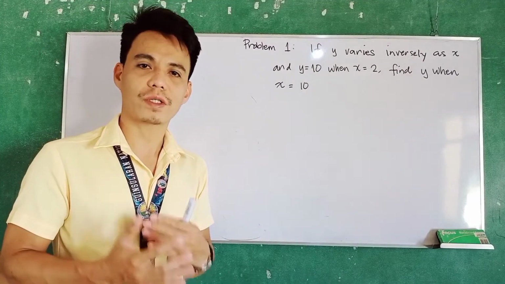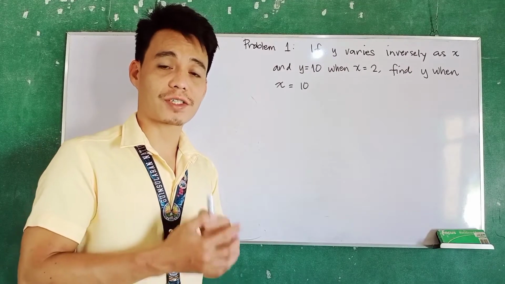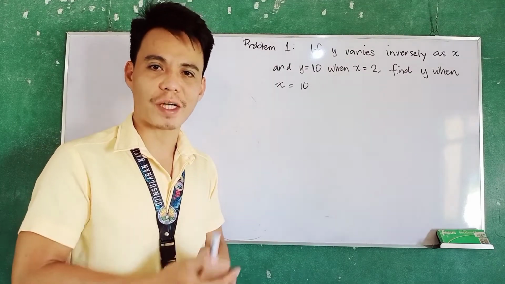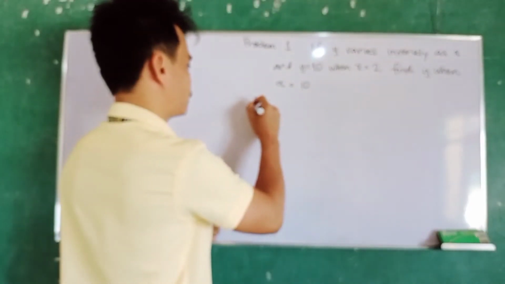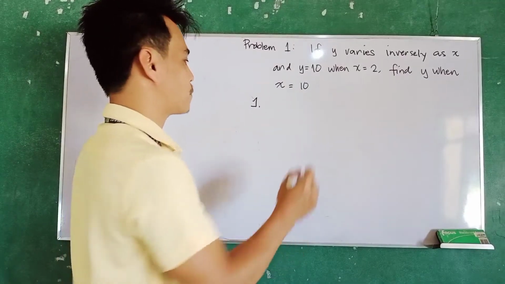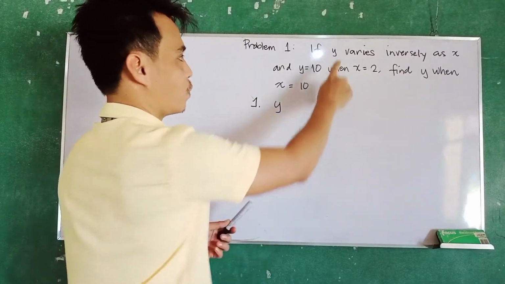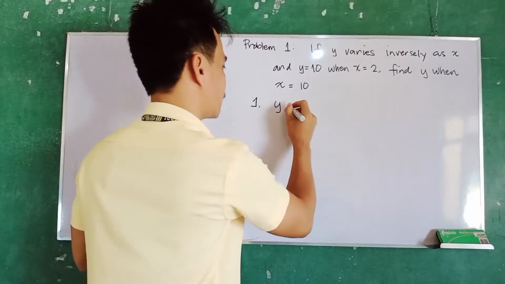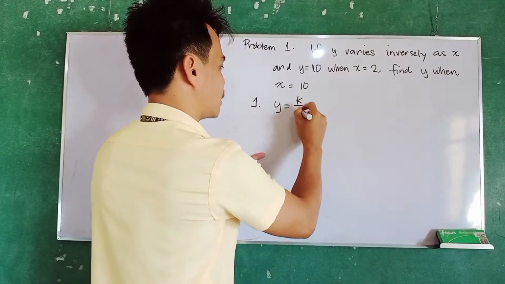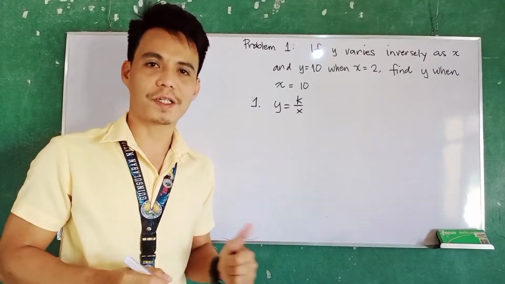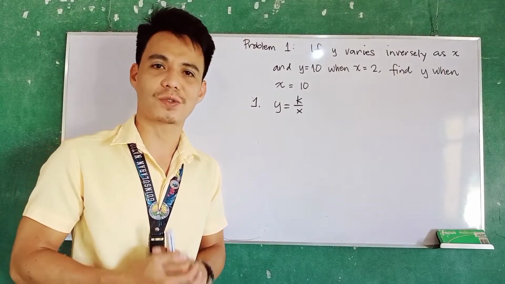Yes, what are we going to do first, group 1? Let's first translate the statement into a mathematical symbol. Very good, group 1. So the first thing to do is to translate. By using the statement, y varies inversely as x, in mathematical symbol, y is equal to k over x. Very good, group 1. So how about group 2? What is the next thing to do?